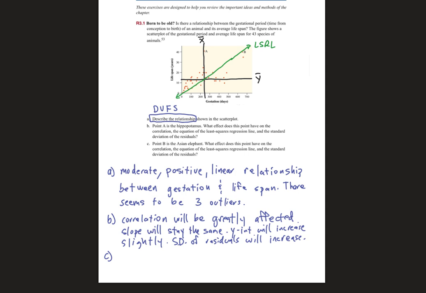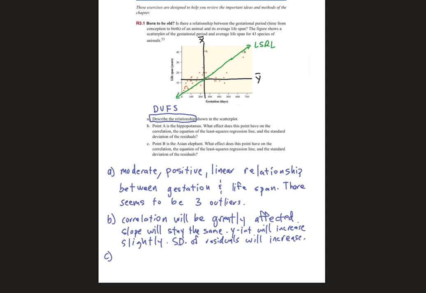Part C. Okay, so point B here is roughly on this line. This line might be slightly different, I'm just estimating. But let's answer the question assuming that this estimation is correct, but we'll see. So point B is the Asian elephant. What effect does the point have on the correlation, equation of least squares regression line, and the standard deviation of the residual? So same question as before, but dealing with point B.